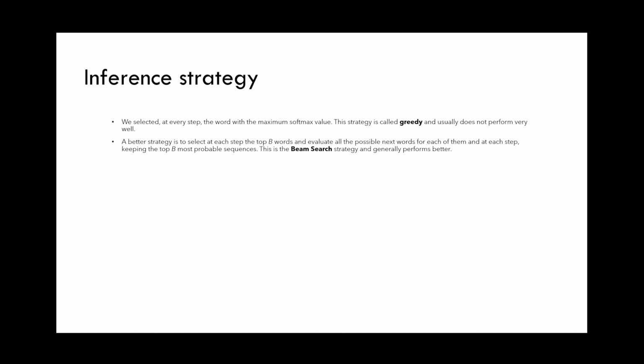There is a better technique called beam search, in which at every time step, we choose the top n words for that particular time step. And at every step, we actually keep the top, in this case, B words. This B is a hyperparameter of the beam search. We always keep the top B options and we discard the ones that are less probable.